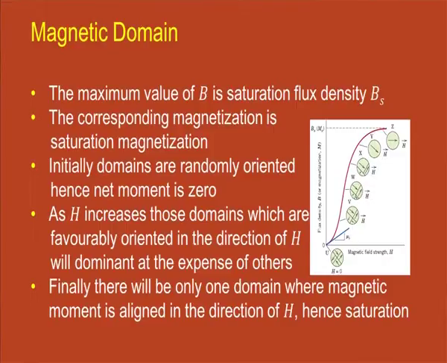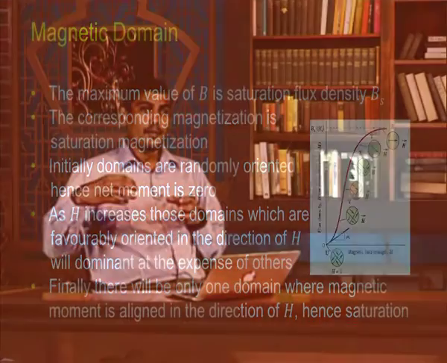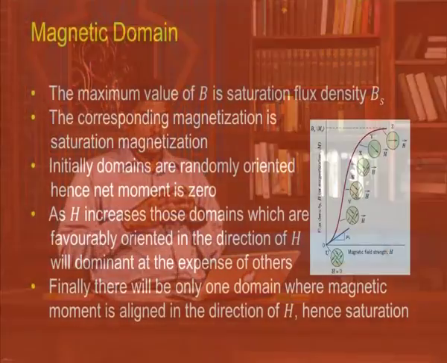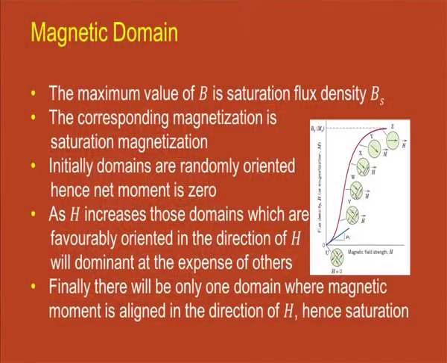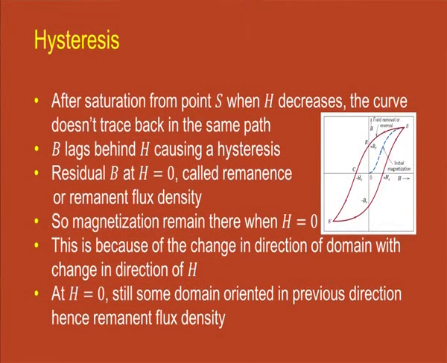The maximum value of B is the saturation flux density, which is represented by Bs, and the corresponding magnetization is the saturation magnetization. Initially, domains are randomly oriented, hence the net magnetic moment is 0, but as we keep on increasing the external magnetic field strength, the magnetic moment in individual magnetic domains will align in such a way that at the saturation position the net magnetic moment will be in the direction of the external magnetic field, and hence saturation is obtained.